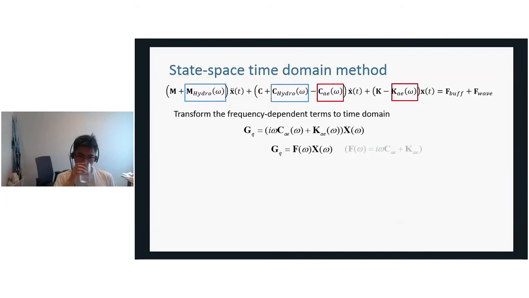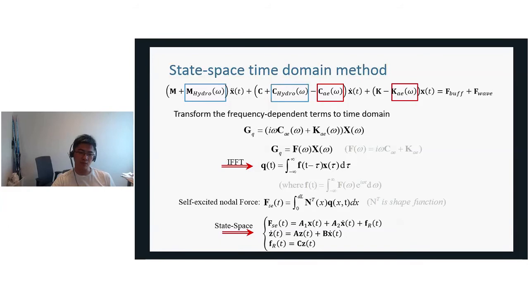We start with the transformation of the aerodynamic self-excited forces. Here, G_Q is the aerodynamic surface forces in the Fourier domain. We can firstly apply the inverse Fourier transform, and it can be expressed as a convolution integral. And as mentioned, we used the state space model to replace the convolution integral. And finally, the self-excited nodal force in the finite element model can be expressed as the summation of these three terms. The A1, A2 are constant matrices, and the F_R is expressed by a state space model.